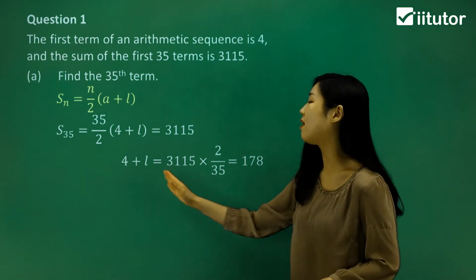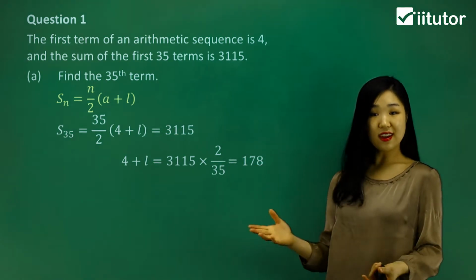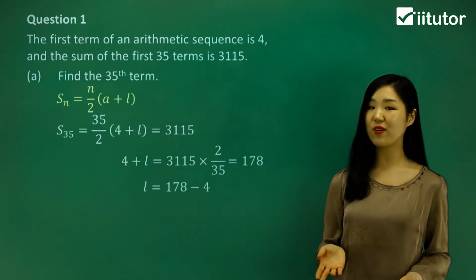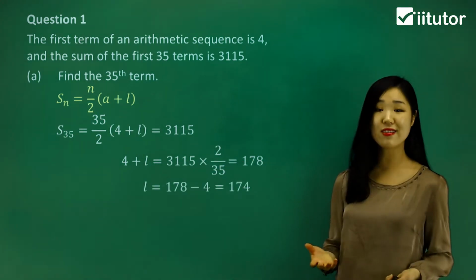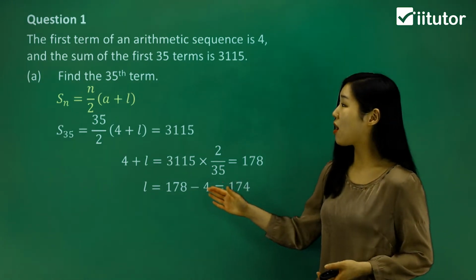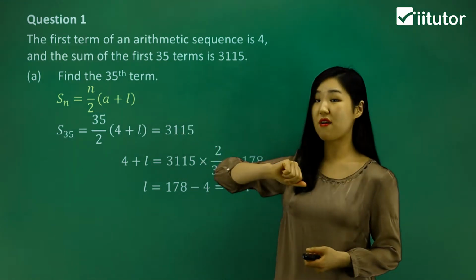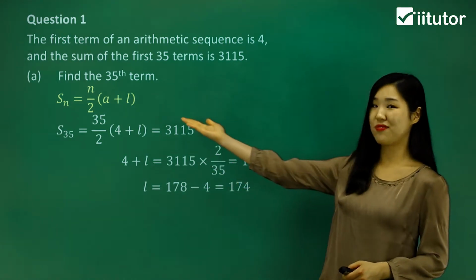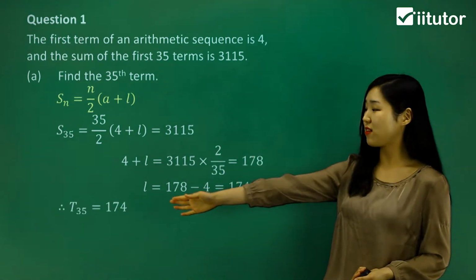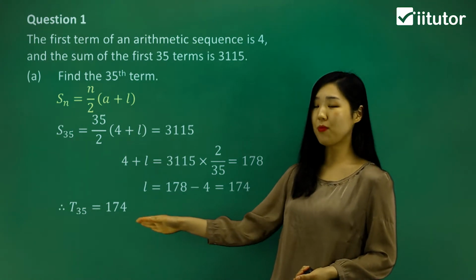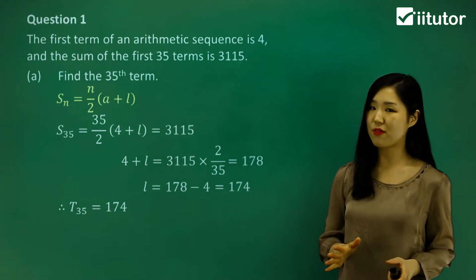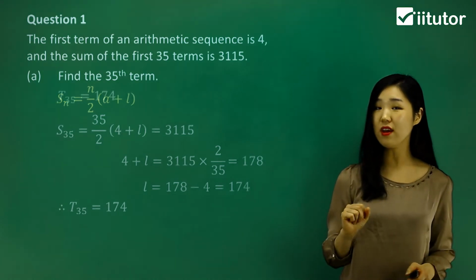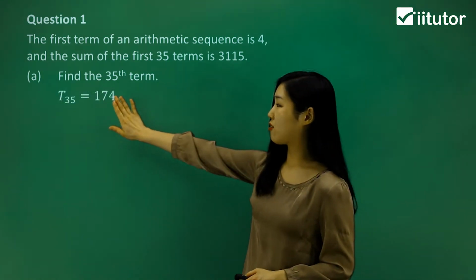So 4 plus L is 178. So to get L, let's just subtract away the 4. So 178 minus 4 will be 174. So that's the last term. Now the last term of the sum of the 35 terms means the last term is the 35th term, and that's what we want to find. That's it. So the T35, the 35th term, is simply 174. Hope that makes sense. Make sure you fully understand that before you move on. So that's the answer to part A. I'll just leave it there.